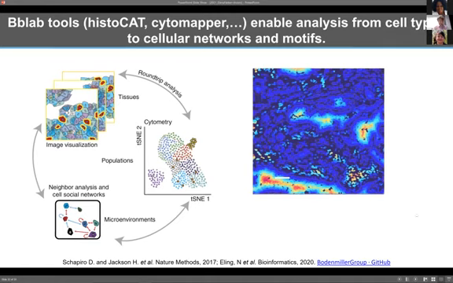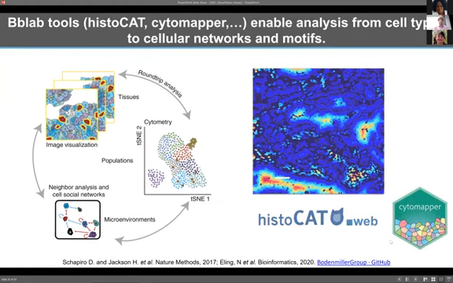And another tool that we just published is the CytoMapper tool. That is really meant for everyone who loves R, since many of the analyses that I just showed you here can actually be done simply directly within the R environment.